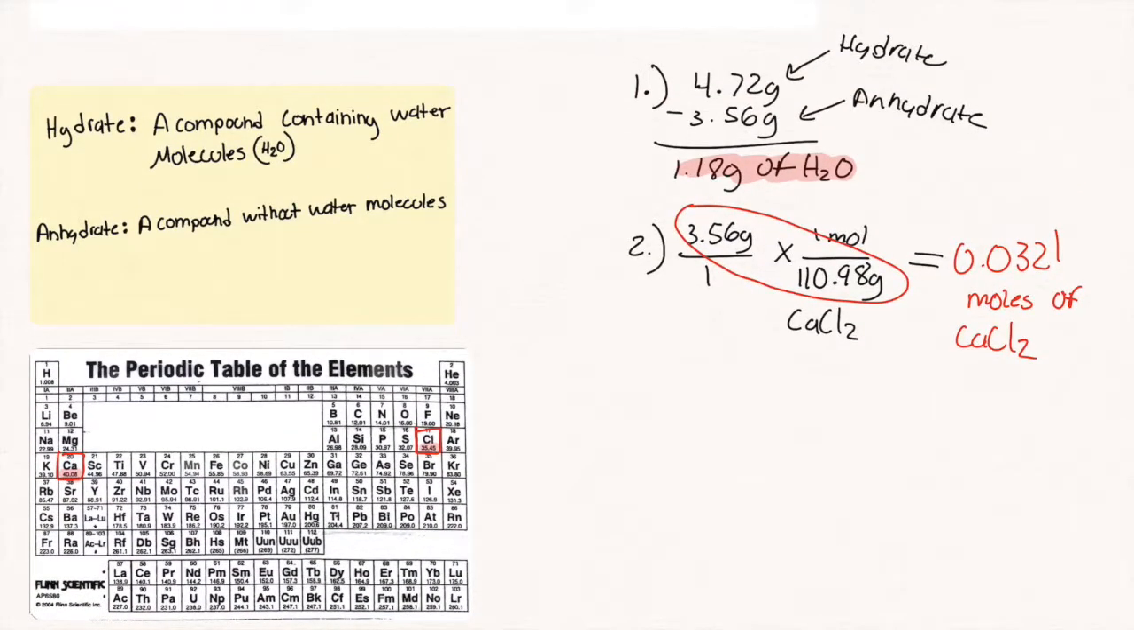So let me just give you a little recap of what we did here. Our overall goal was to convert the mass of the anhydrate to moles. So we converted 3.56 to this number right here. Now that we've taken care of step 2, and now that we've got the mole part taken care of, converting the mass of the anhydrate to moles, we can now move on to step 3 of the process.